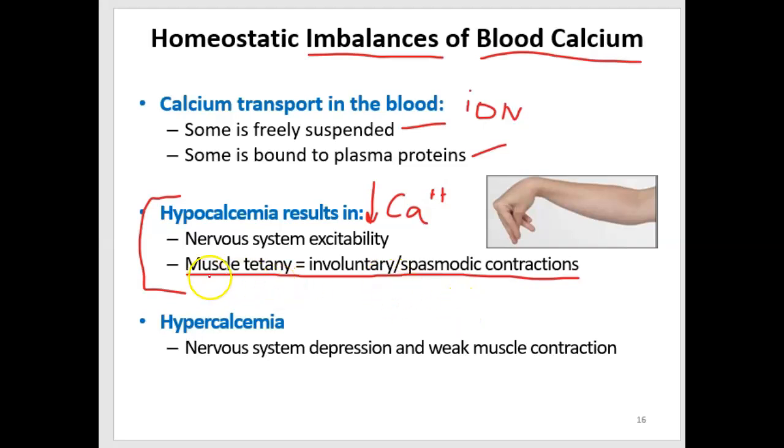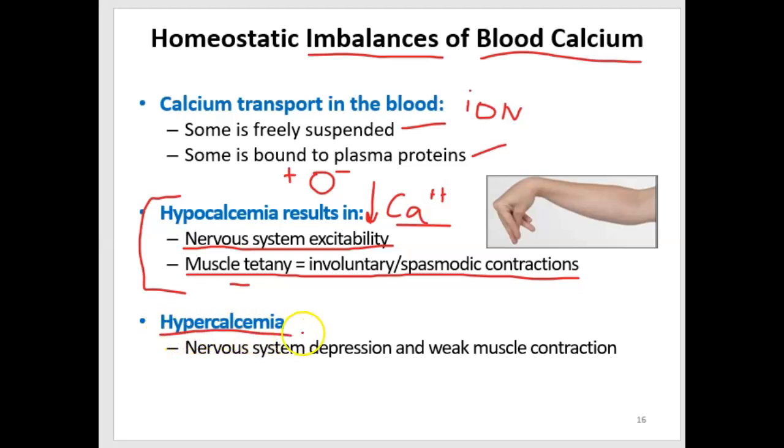And so you have continuous and uncontrolled, unregulated muscle contraction. In addition, you have excitability of the nervous system when you have low calcium. And that's partly because the outside of neurons will see less calcium, so the outside will be more negative than usual. Normally we see a large positive overall charge on the outside of cells, but if you have low calcium, that changes things.